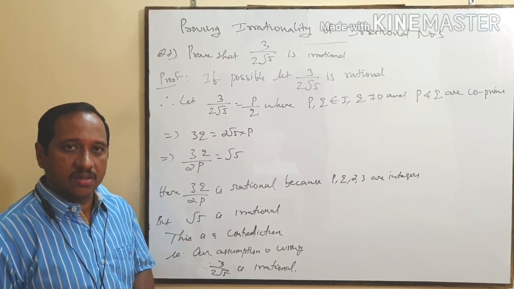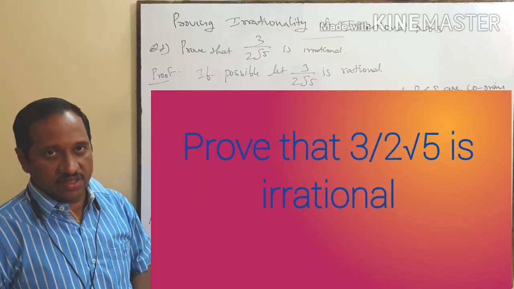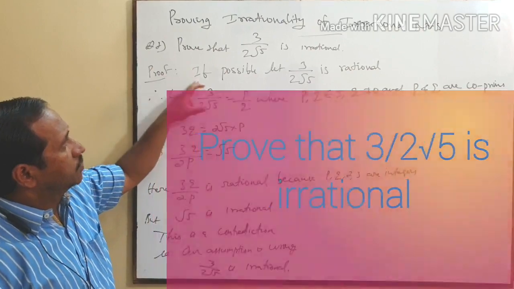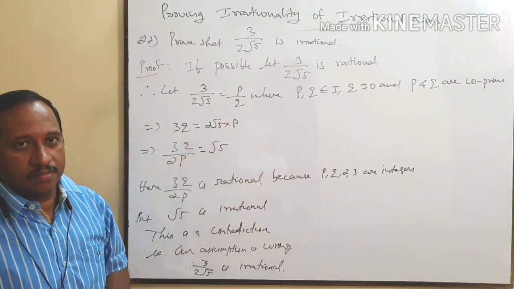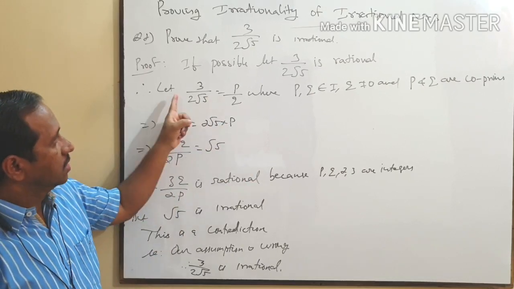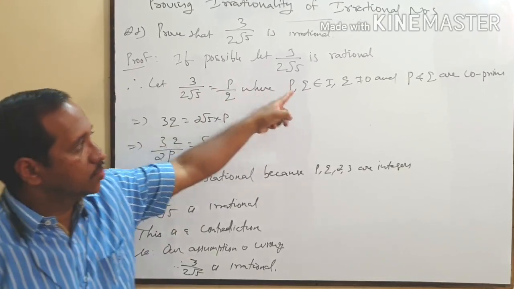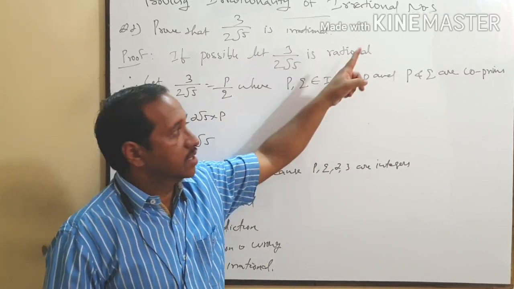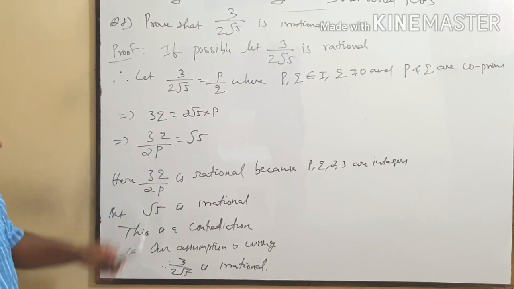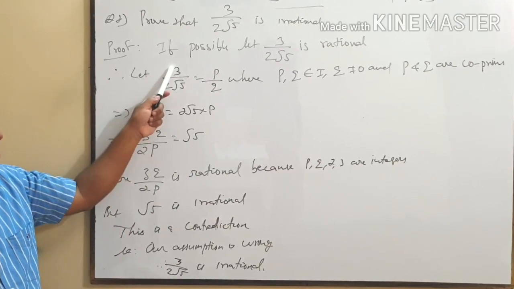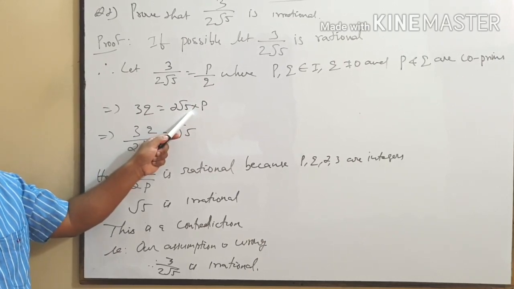Now look at another question. Prove that 3 by 2 root 5 is irrational. If possible, let 3 by 2 root 5 be rational. If this is rational, let 3 by 2 root 5 is equal to p by q, where p and q are integers, q is not equal to 0, and p and q are co-prime. Here on cross multiplying, we get 3 into q is equal to 2 root 5 into p.